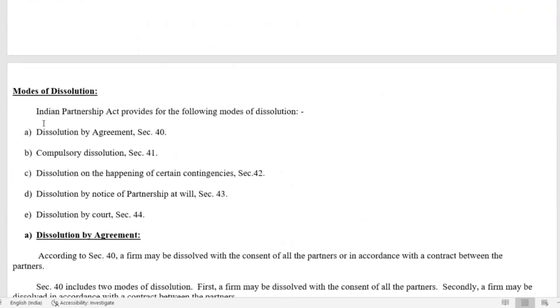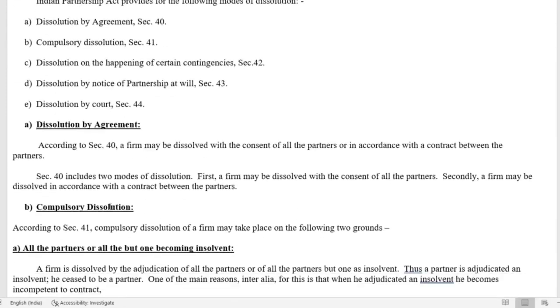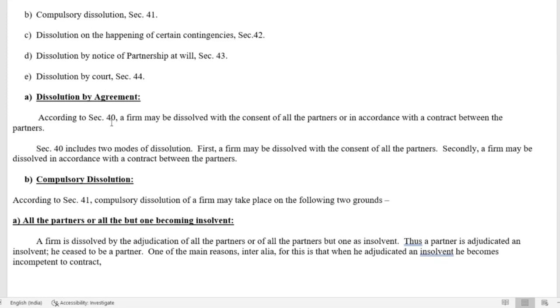So we have discussed so far dissolution by agreement under section 40, and compulsory dissolution under section 41. Two instances we have seen there, and dissolution on the happening of certain contingencies, that is four instances we have seen, under which the partnership firm will be dissolved. The last one is dissolution by notice of partnership at will, that is under section 43. So let us discuss that aspect now.